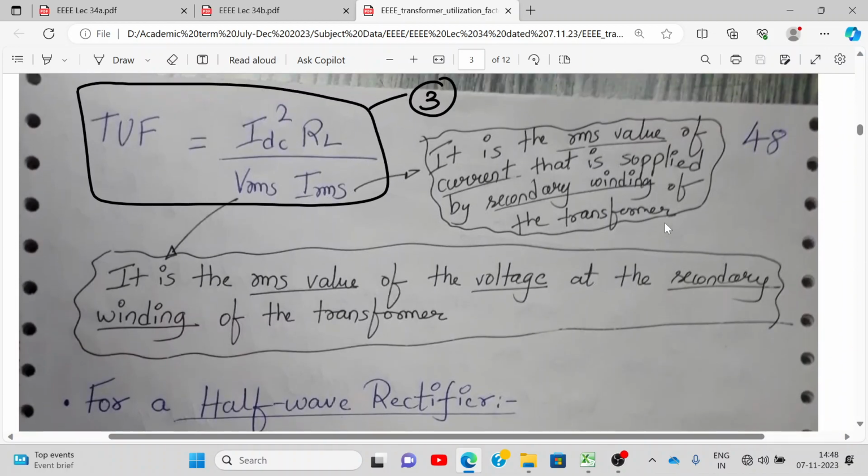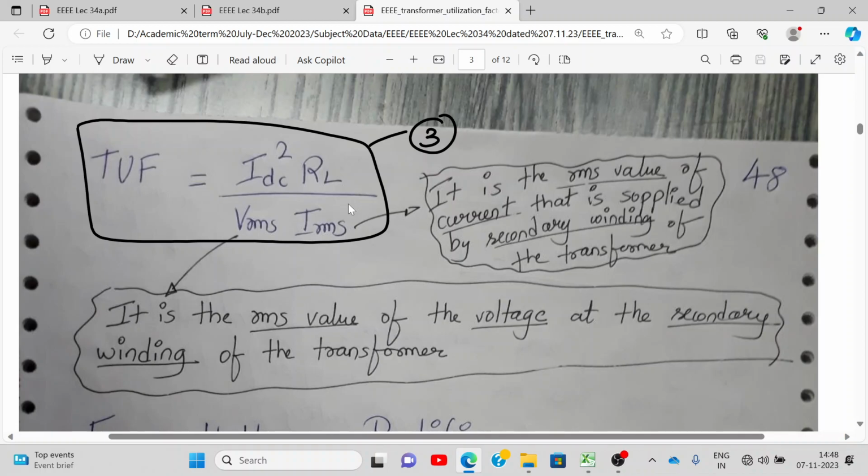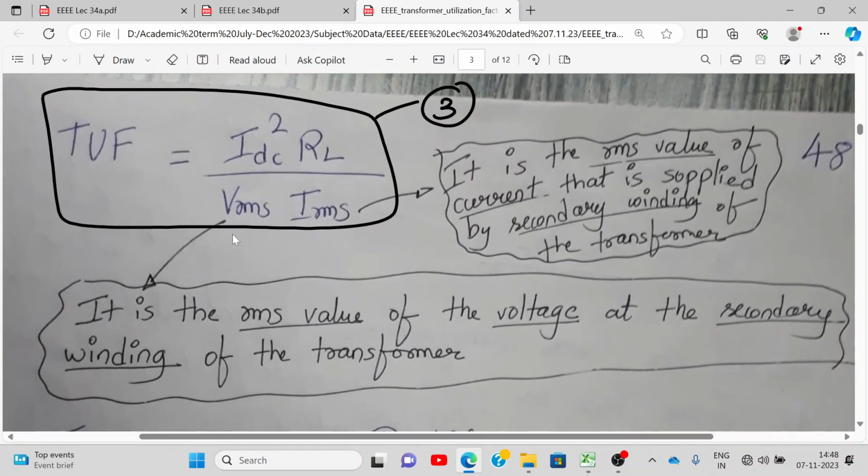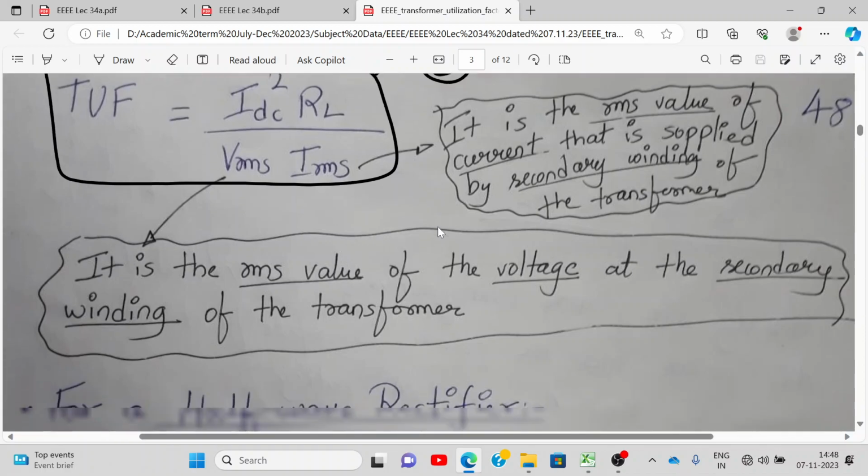Now, wait, don't write. This is the interpretation of equation number 3. What is VRMS? It's the RMS value of the voltage at the secondary winding of the transformer. Remember, a transformer has a primary and a secondary winding. So we are talking about the secondary winding voltage, VRMS. IRMS is the RMS value of the current that is supplied by the secondary winding. See, primary winding is different, secondary winding is different. In module number 3, you have a module on transformer. In that, your primary winding and secondary winding are completely different. The voltages are different, the currents are different. That is why we have to stress the point that it is the secondary winding RMS value.